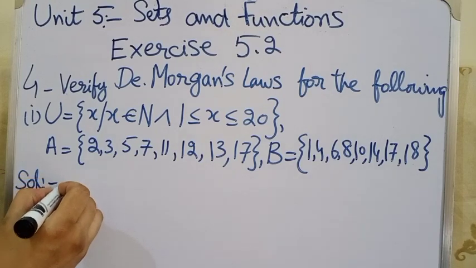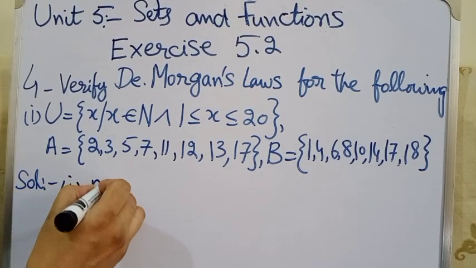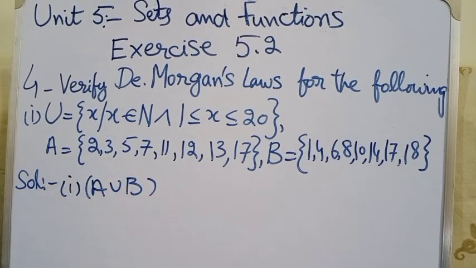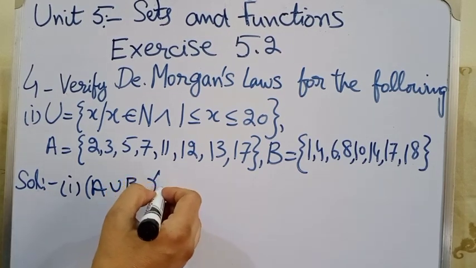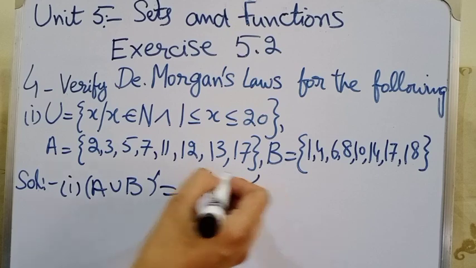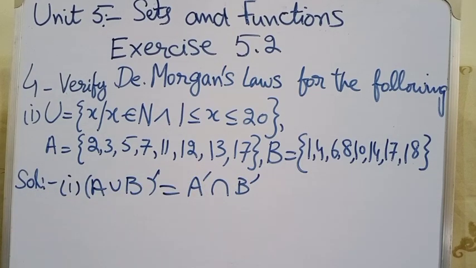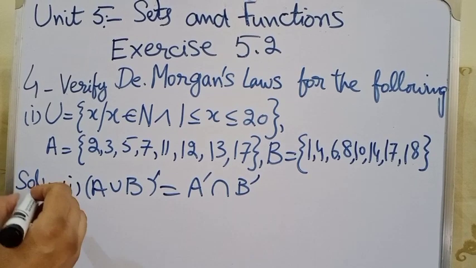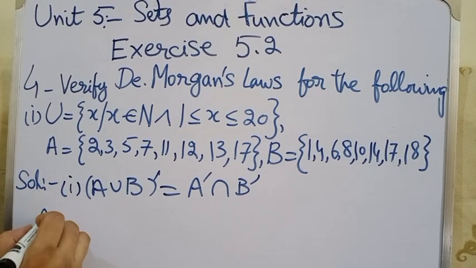First we have (A union B) whole complement is equal to A complement intersection B complement. First we have to solve A union B and then find (A union B) complement.